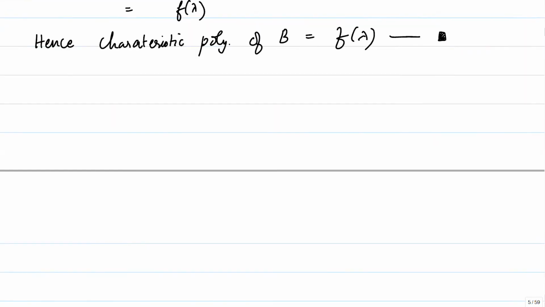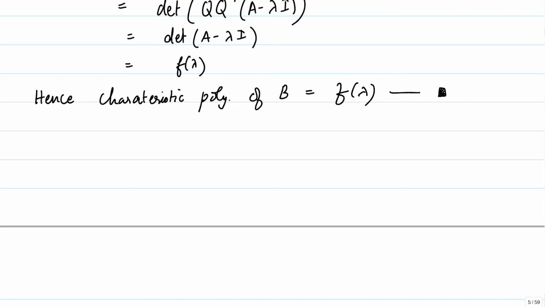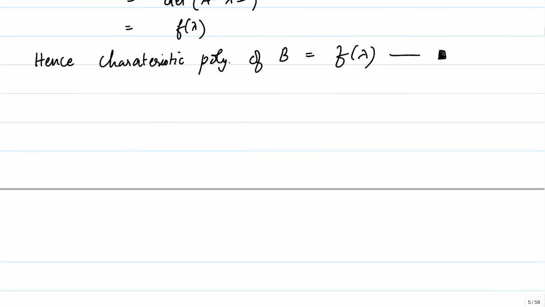So, for all practical purposes, studying characteristic polynomials of n cross n matrices gives us all the information and necessary tools to talk about the characteristic polynomial of a linear operator, which is now well defined. Alright, let me not spend any more time on that. Let's continue with the analysis and study of the characteristic polynomial of a given matrix.